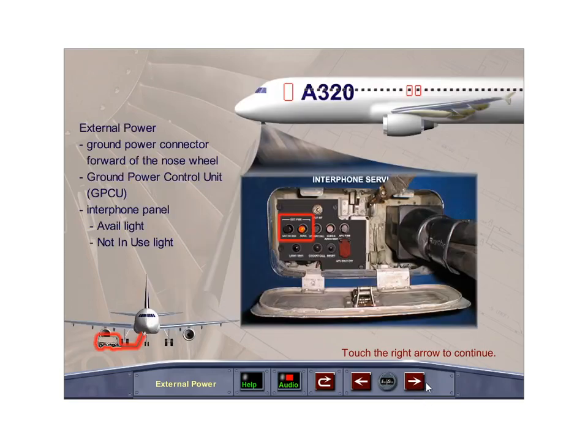A ground power connector, located forward of the nose wheel, allows external power to supply the entire aircraft electrical system. A ground power control unit, or GPCU, protects the electrical system by controlling the external power line contactor. The interphone panel, located next to the ground power connector, has 2 lights, allowing ground personnel to monitor the status of the external power. The available light will illuminate if external power is within limits, and the not in use light indicates external power is not being used and can be removed.